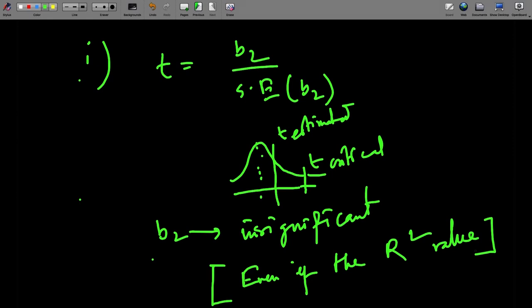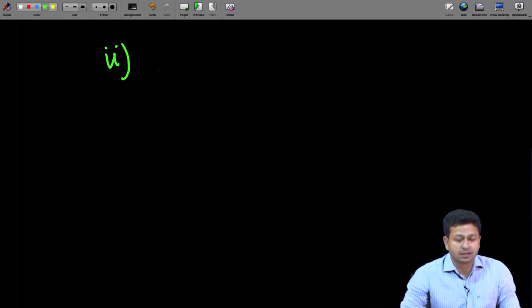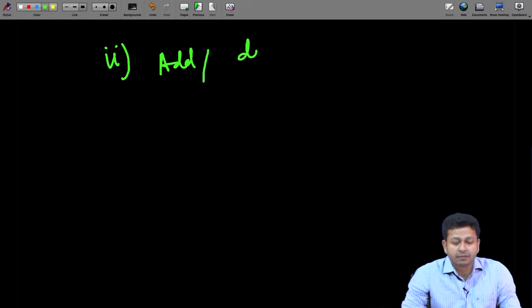So this is one symptom that we will see. A variable that I feel should be explaining the y variable is insignificant, but at the same time I am seeing a high R square value. Now, let me tell you a couple more symptoms of when you have this multicollinearity problem. What will happen if you add or maybe delete one x variable?